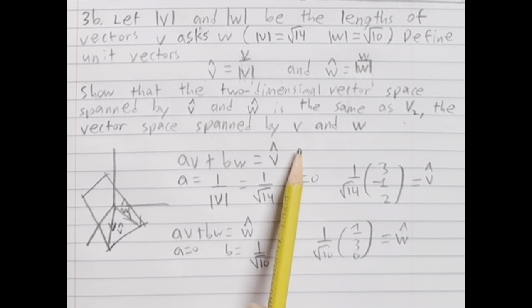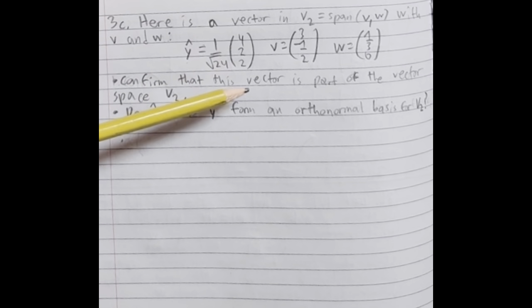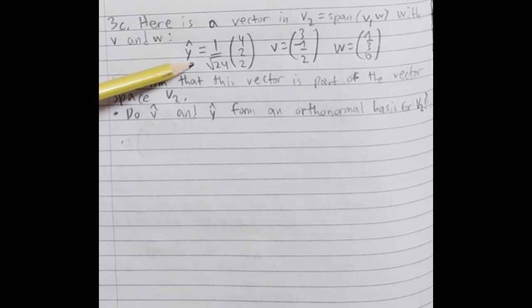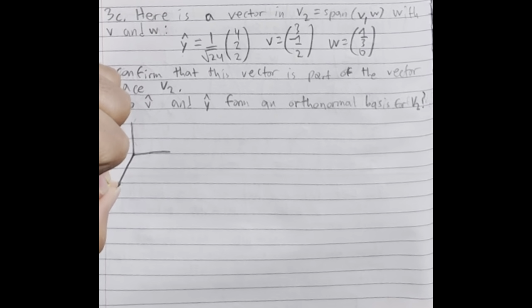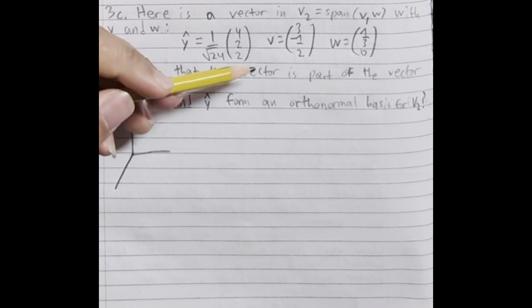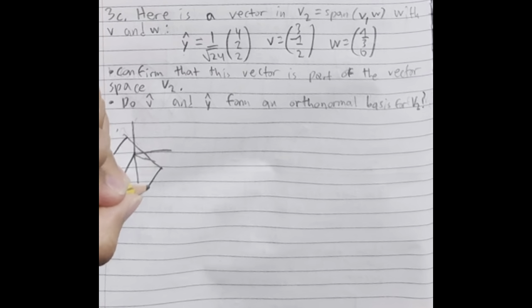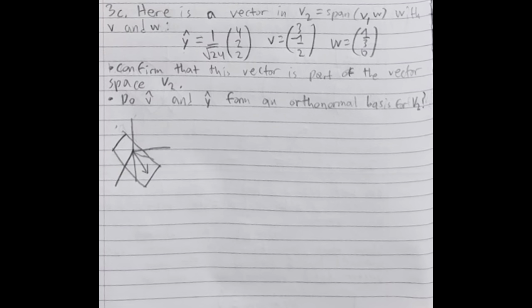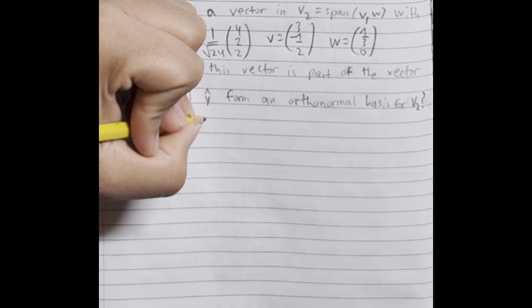Question 3 gives us a new vector, vector y hat, and it's asking to confirm that the vector is part of the vector space v2, which means that we can use the same strategy as before to see if the linear combination of v and w can give us y hat. And so to do that, we can draw our diagram again. We can draw vector v and vector w. And we want to see if vector y hat falls within this subspace. And so the way we're going to do that is using that linear combination method.